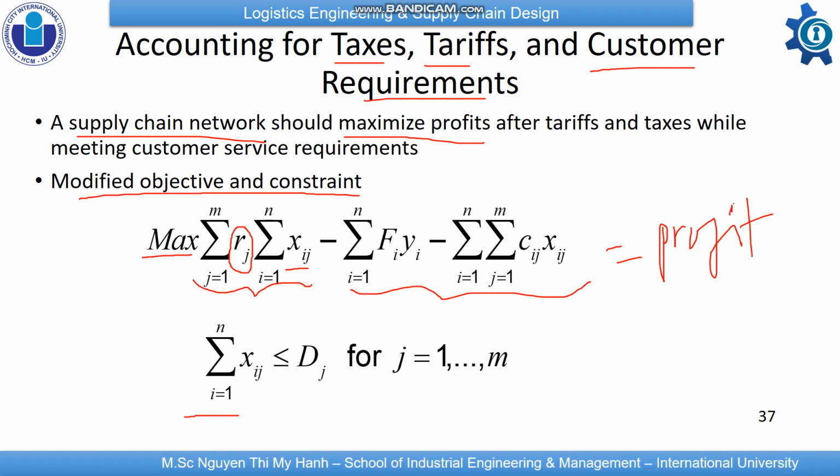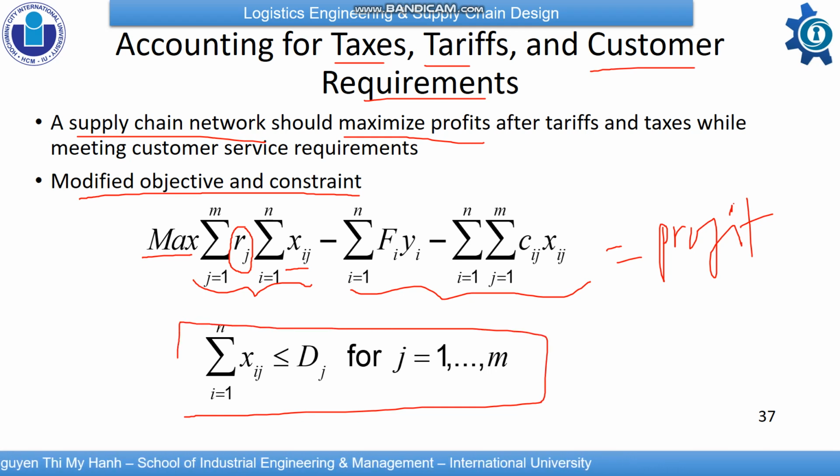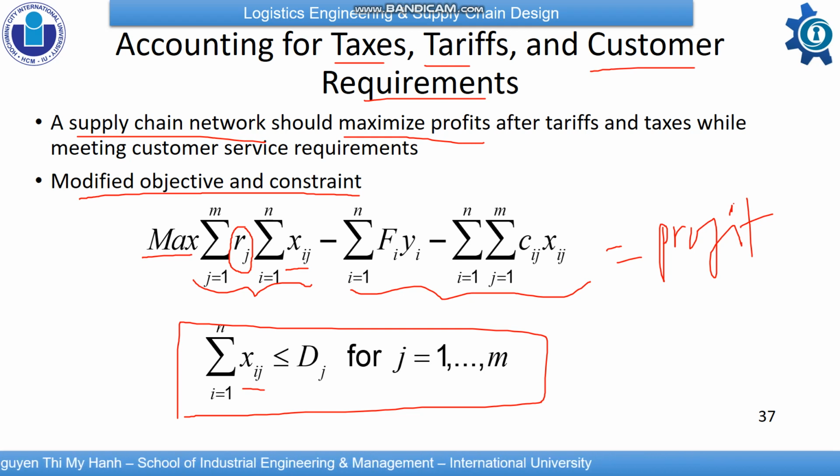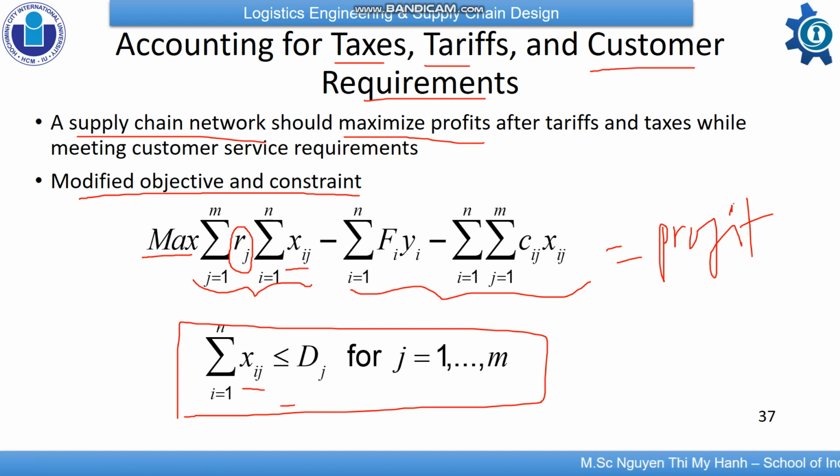And here we can change the constraint a little bit, that is the total quantity shipped from the supplier I to market J is less than or equal to the demand in the market J, because we try to balance between the revenue and the cost. So this one doesn't need to be equal like the last example. It should be less than or equal to the demand. Okay.